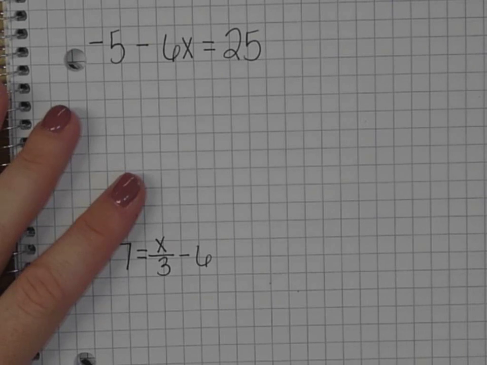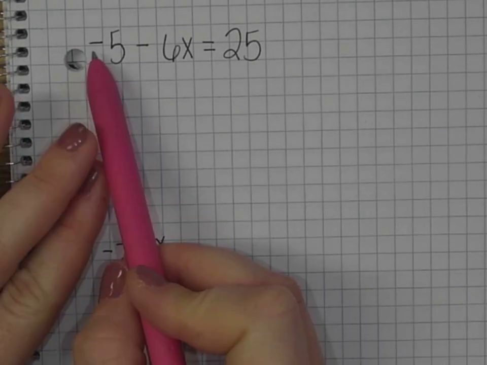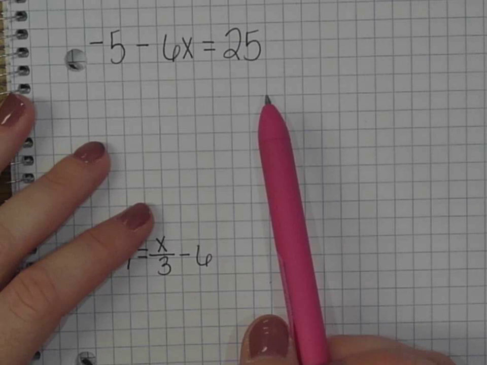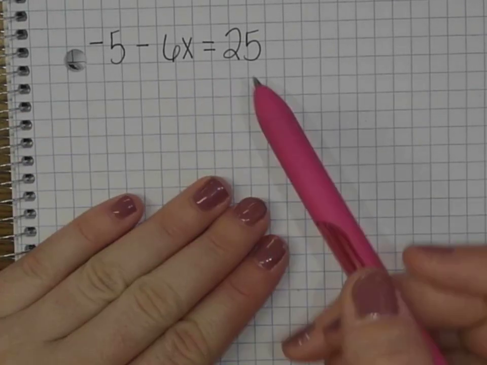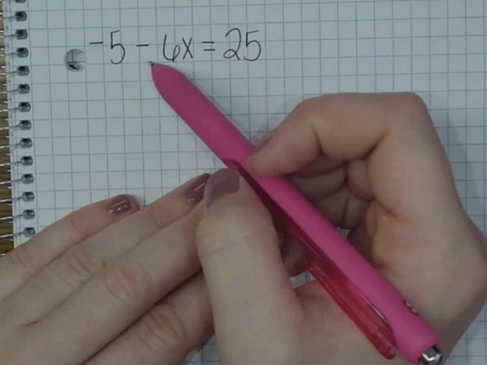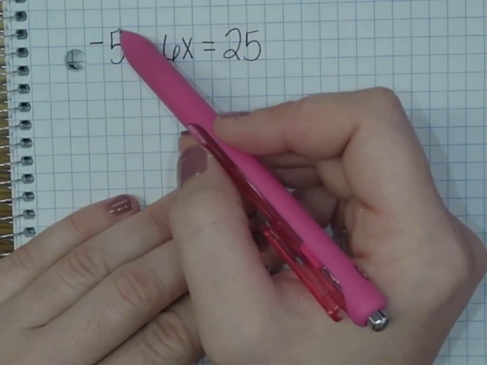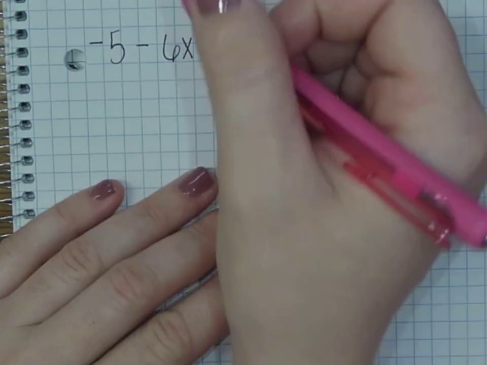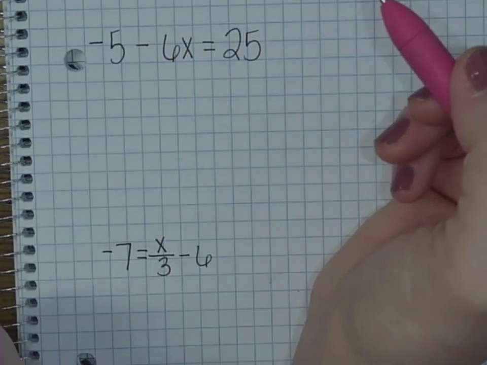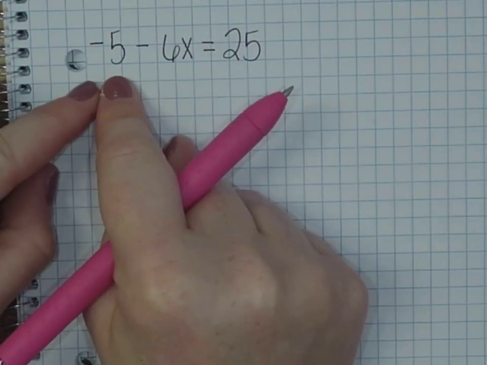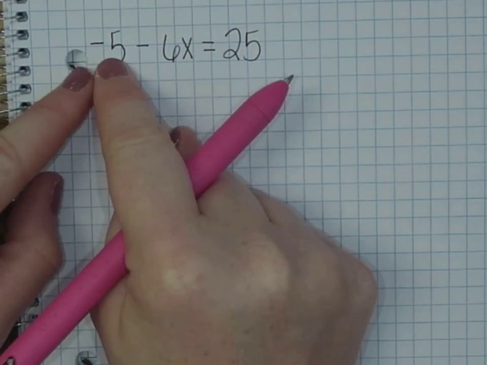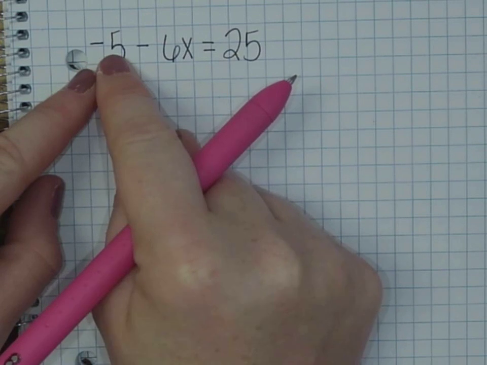All right. Now, this one, I'm going to just go ahead and read it. Negative 5 minus 6x equals 25. So if you look at that, the negative 5 is out front, minus 6x. Now, one place that I see people get mixed up, or that I've seen people needing help on, is that this negative 5, they get confused on what they need to do with it.